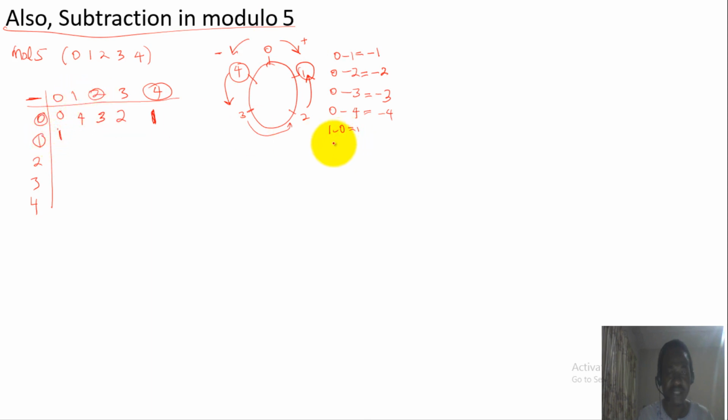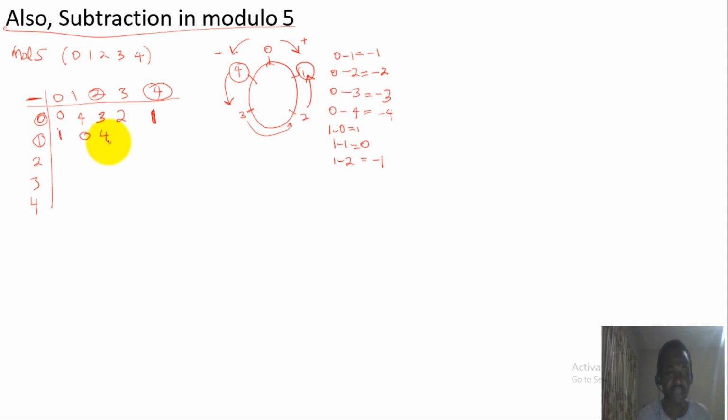Then I have 1 minus 1. So that will give me what? 0. It's not moving at all. It's on the 0 position. Therefore, the next one will be 1 minus 2. The next one is between this and this. 1 minus 2 will give me minus 1, moving in an anti-clockwise direction 1 time, and that will give me 4. I'm going to have 1, 0, 4.